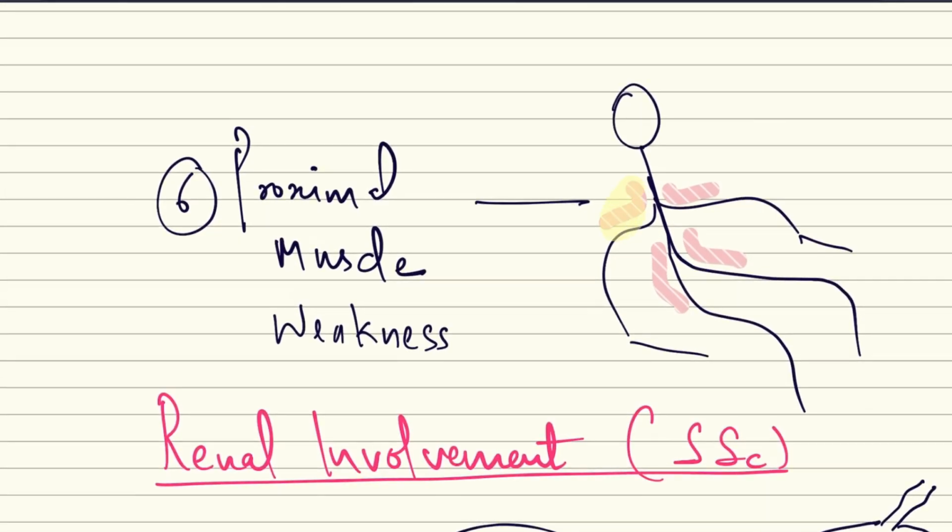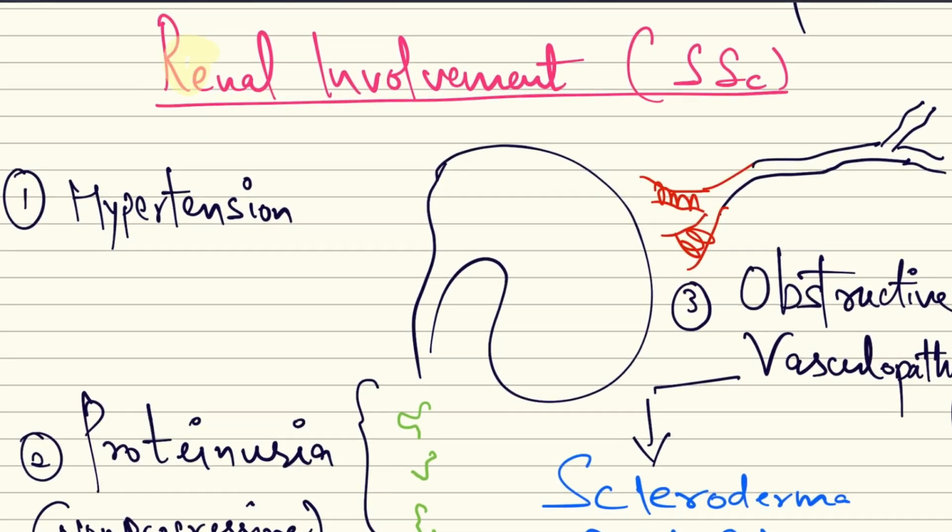Also, you will find they have difficulty in combing and difficulty in getting up from a sitting position, and this is the manifestation of proximal muscle weakness in these patients of systemic sclerosis. Now we will talk about the kidney involvement in systemic sclerosis. What happens? Because of the kidney involvement, their blood pressure rises, and this is called hypertension in these patients.